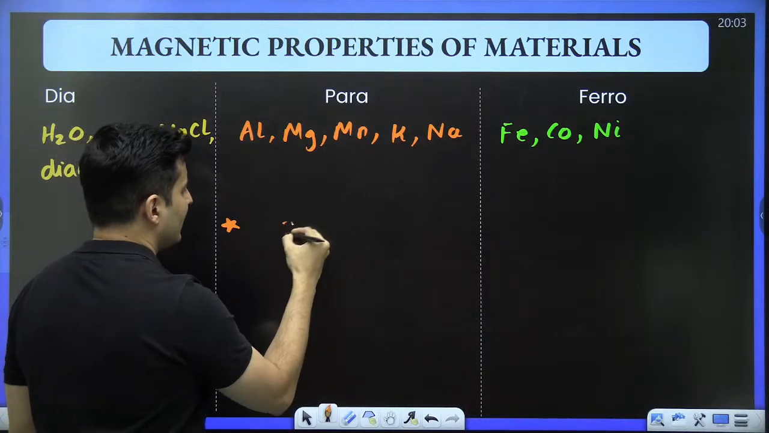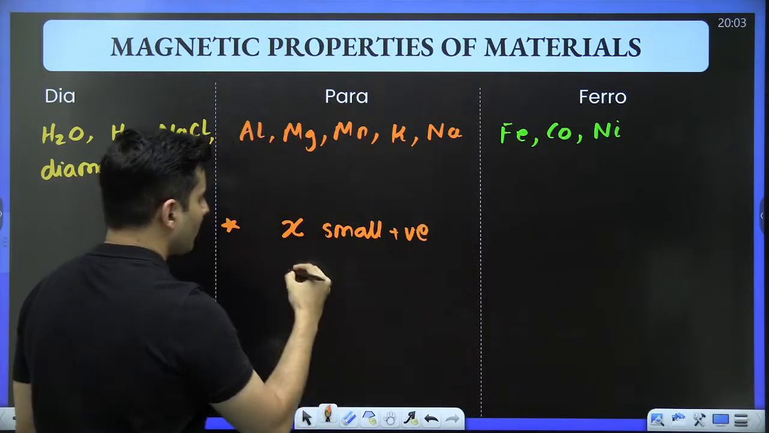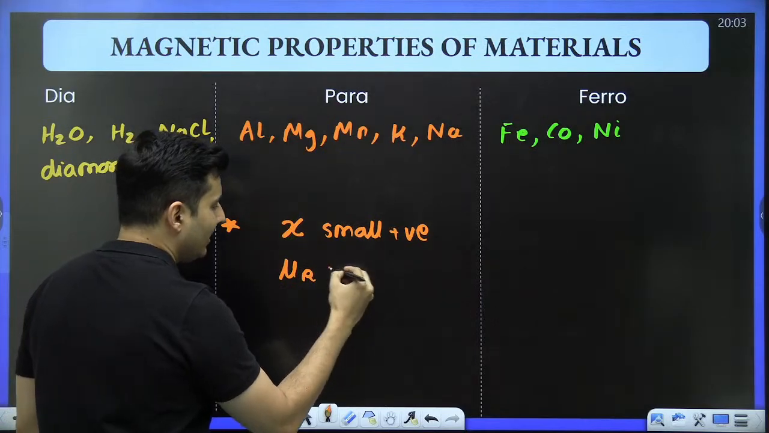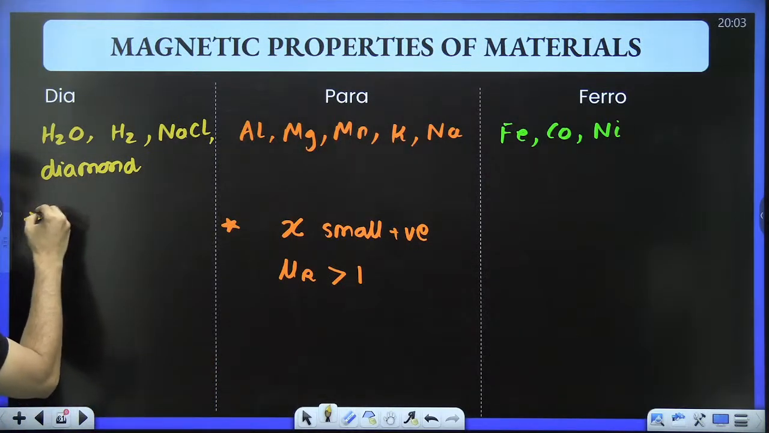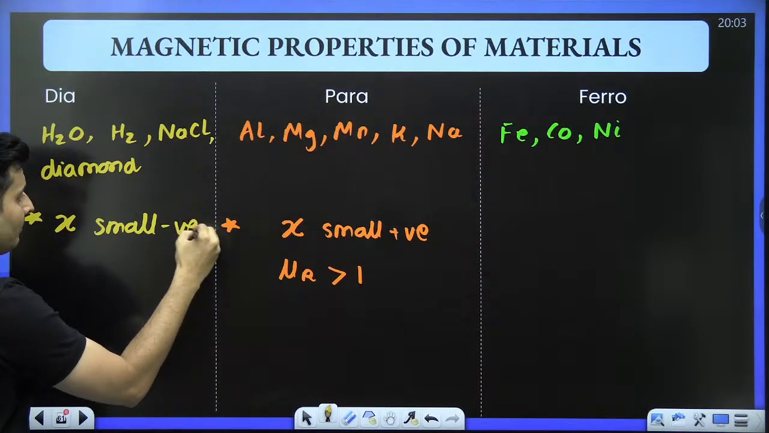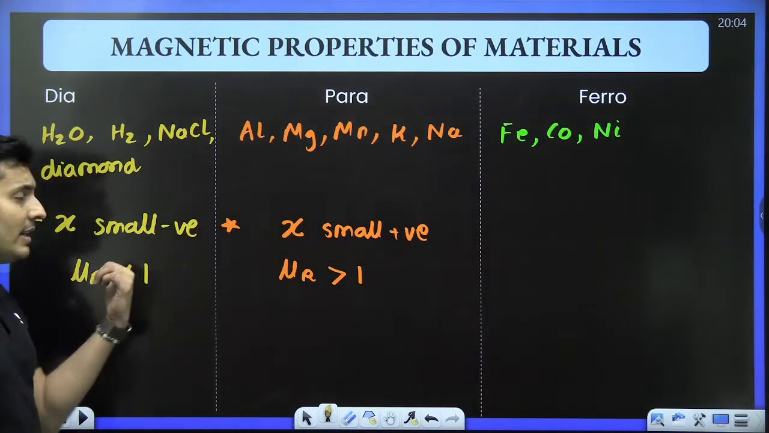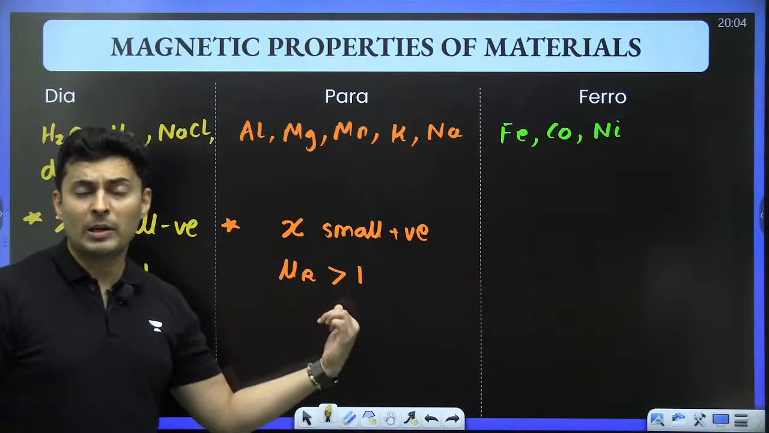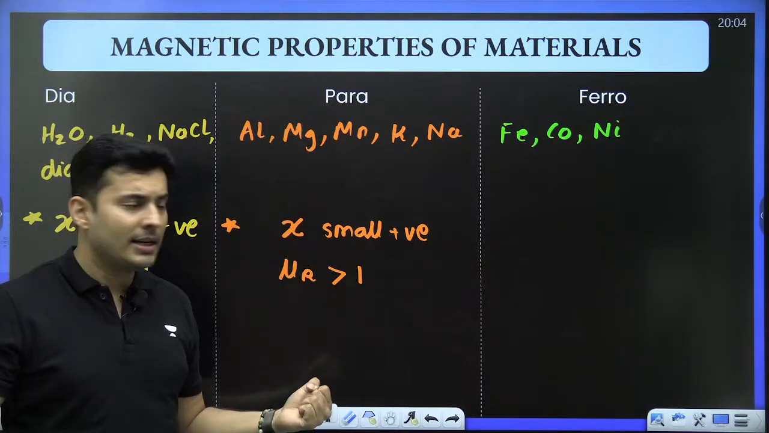Next important thing, talking about the relative permeability and susceptibility. For paramagnetic, you will see that the susceptibility is a small positive number and the relative permeability is slightly more than 1. But in case of diamagnetic material, the susceptibility is a small negative number and the relative permeability is slightly less than 1. So if relative permeability is like 0.6, 0.7, like that, it is diamagnetic. If relative permeability is 1.2, 2.13, like that, then it is a paramagnetic material.